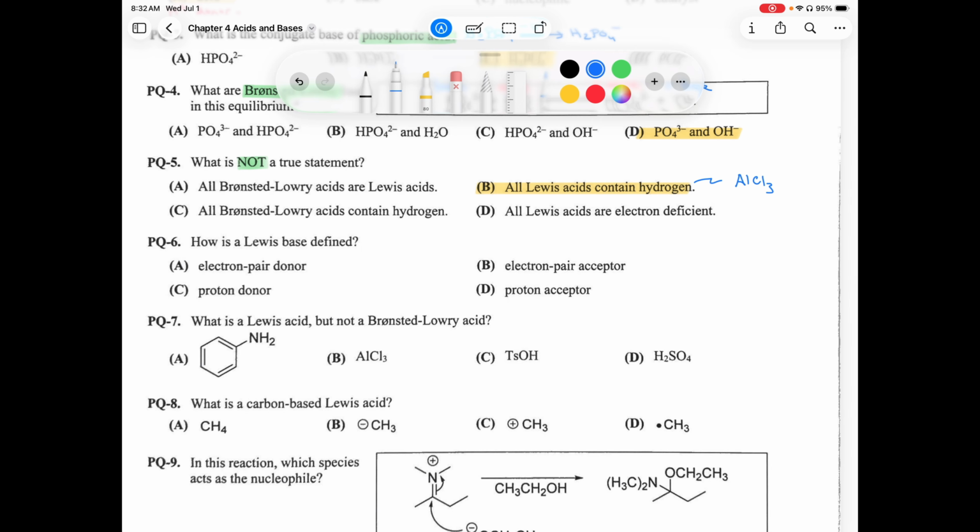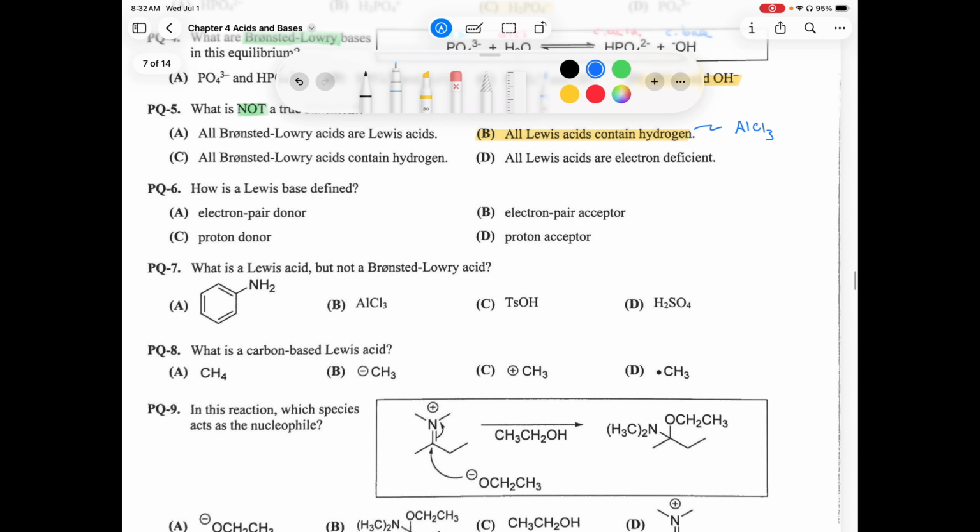Question number 6. I feel like I've gone over this quite a bit, so we won't spend too much time on it. How do we define a Lewis base? The definition of a Lewis acid was an electron acceptor, and the definition of a Lewis base was an electron donor. And so we're going to just pick here electron pair donor.